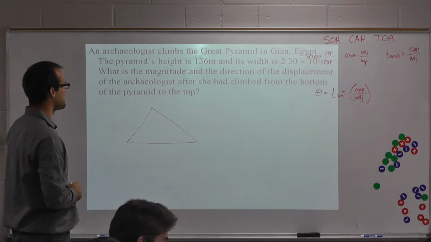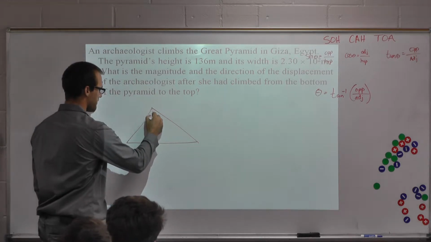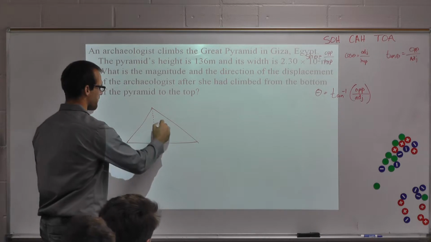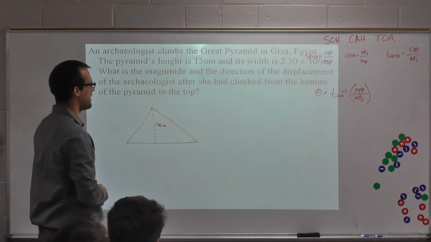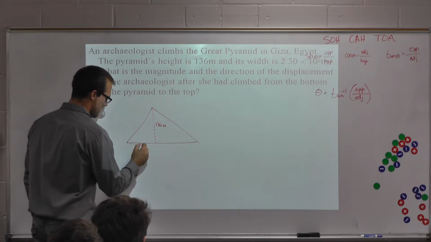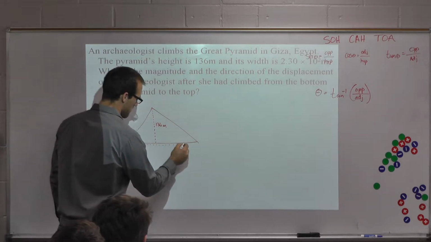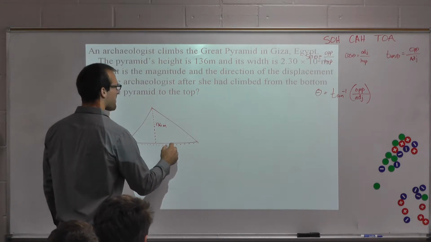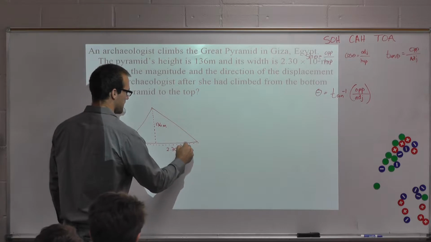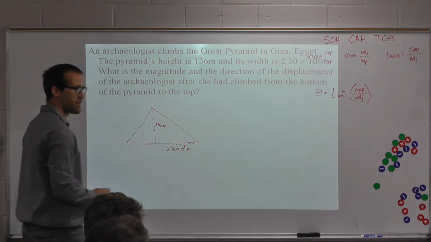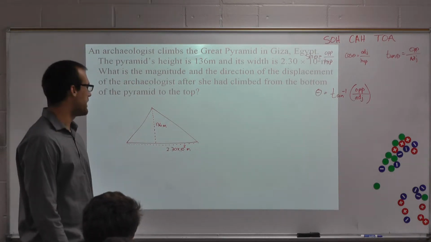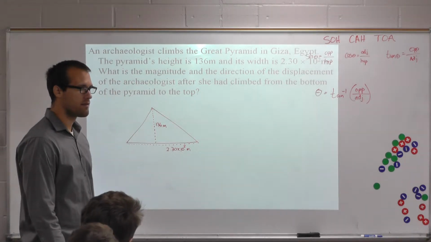What is the height? 136, and it's not the thing that's across, it's from bottom to top. And what is the width? 2.3 times 10 to the second meters would be the full width. However, we don't need the full width, do we? No, you have to divide by 2, because we come to one side.